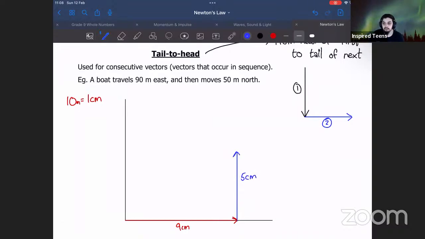Okay, so that's the head to tail method for vectors.